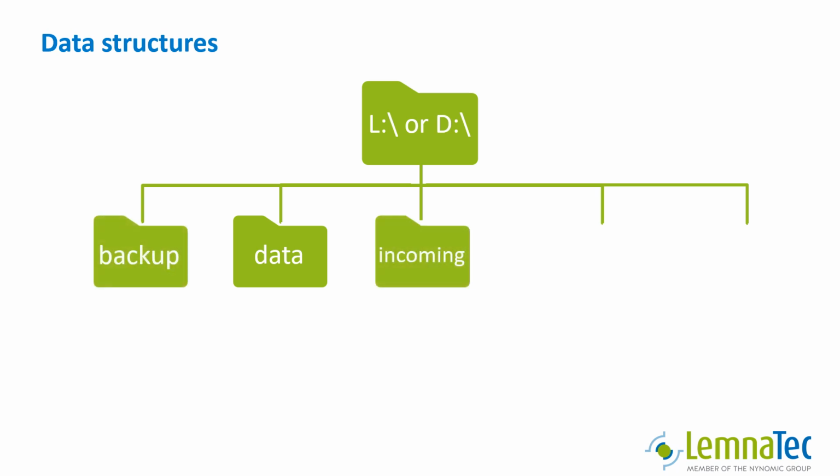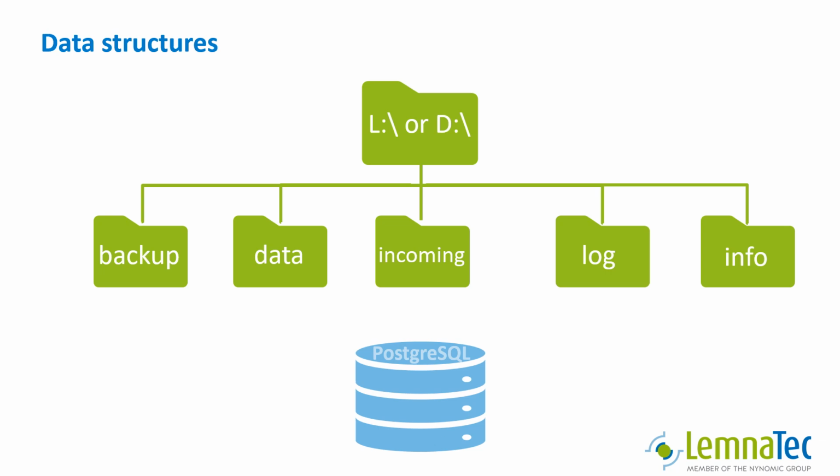The incoming and backup folders play an important role in the process that imports the data into the system. More on this in a moment. The log folder contains various log files, including those from the import process. The info folder is used to exchange information between the database and Lemna control. There's one thing all these folders have in common. You must never ever change any files in them except by means of Lemna experiment, in particular not in the data folder. If you change files here, it may result in data loss. And finally, we have a Postgres database running on the server or locally on the control PC.